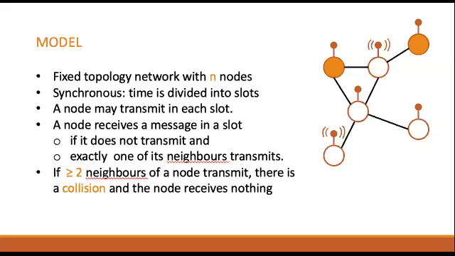In the figure, there are two nodes that are transmitting, this one and this one. The two nodes in orange receive the message from the top transmitting node. The other two white nodes receive nothing. This left one because two of its neighbors are transmitting, and the right one because its only neighbor is not transmitting.